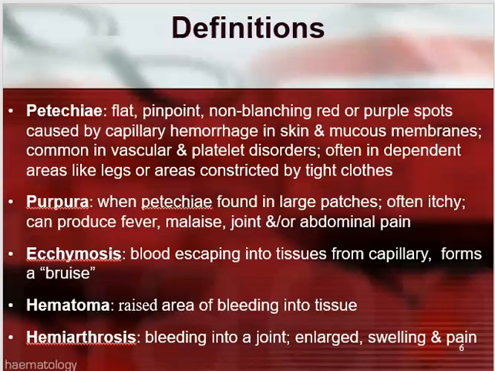Okay, here are some of the terms that we use when describing hematological disorders, and they have some specific meanings. So on the skin, there can be these signs. One of them is called petechia. Petechia are non-blanching red spots. Sometimes they're purple. It's caused by a broken capillary, by a hemorrhage within the skin or the mucous membranes.